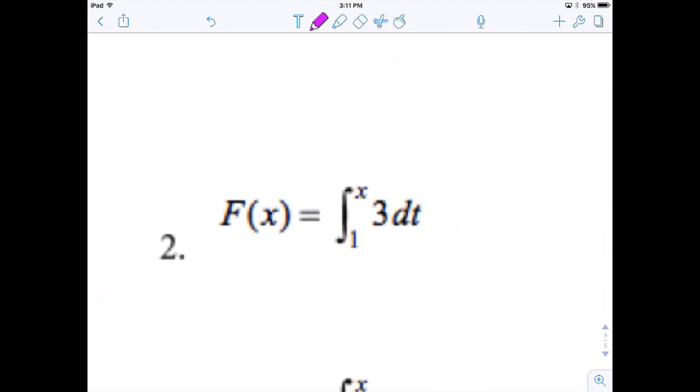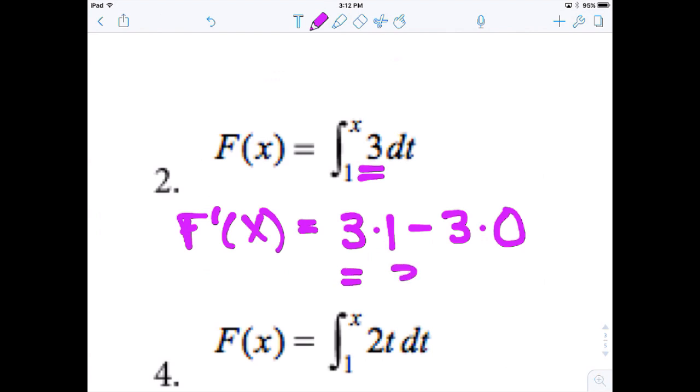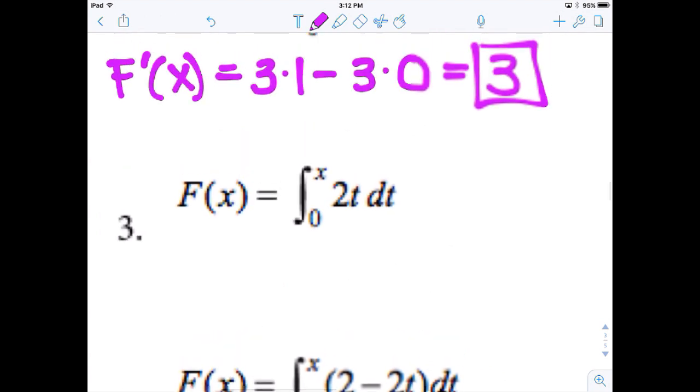Now let's look at this one. Let's see if this changes anything. So same function. So the derivative of that, the function will stay the same. And the derivative of the upper bound is 1 minus 3 times the derivative of the lower bound, which is 0. And so this is still 3. And so notice it doesn't really matter what that lower bound is, as long as my upper bound is still just x.